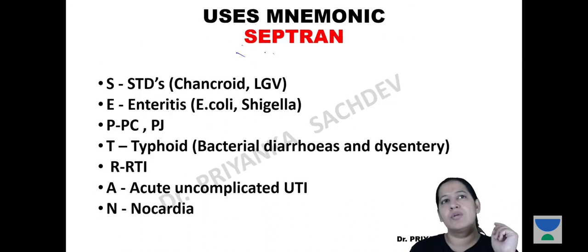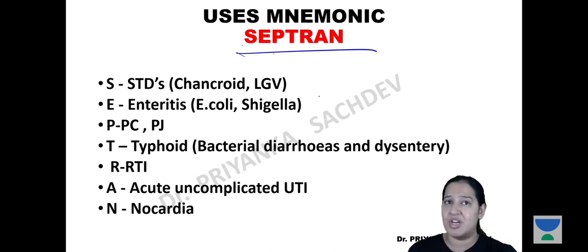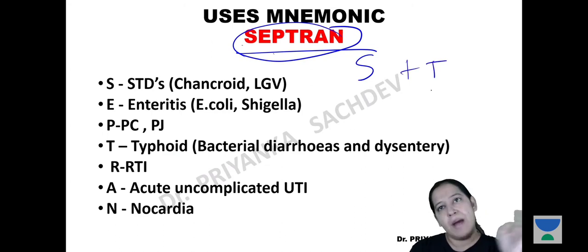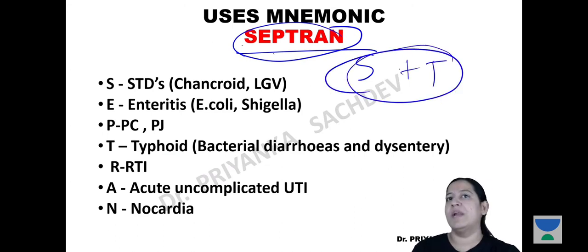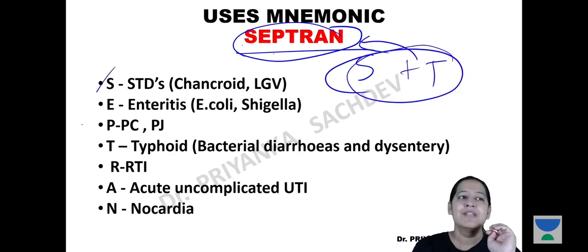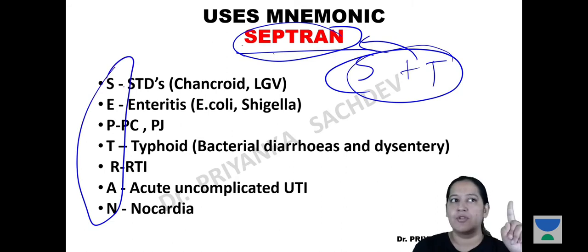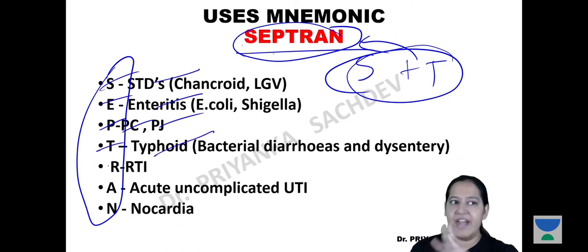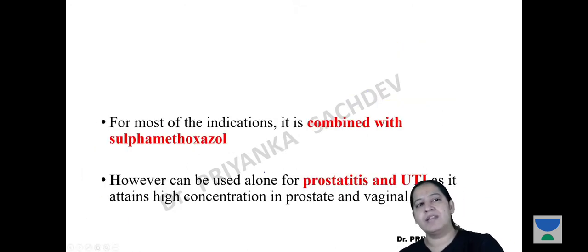Uses you already know, Septran, because we give it in combination. So this Septran is the mnemonic for sulfonamide also and for trimethoprim also, because we give them in combination and the combination is known as Septran. So S for STD, E for enteritis, P for pneumocystis carinii and jejuni, T for typhoid, R for RTI, A for UTI, and N for nocardia. Give me a thumbs up.